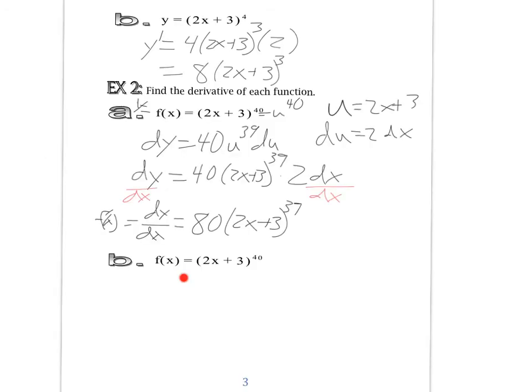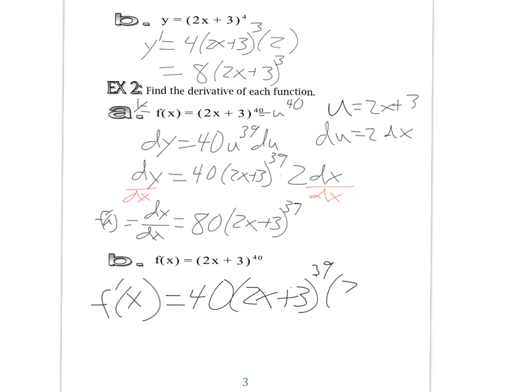And so we could do the same thing here. It's the exact same problem, but now I'm just not going to use the u. I'm just going to kind of think of it as the derivative of this whole thing and times the derivative of the inside. And so there, maybe it's a little bit quicker. But this is a good habit to get into, especially as things get harder and harder. And when we get into integration, you're going to be very thankful that you're well familiar with u substitution. But this is a pretty simple problem because the derivative of something to the 40th is just 40 times that something to the 39th, and then times the derivative of the inside, which is 2. And so we get 80 times 2x plus 3 to the 39th.